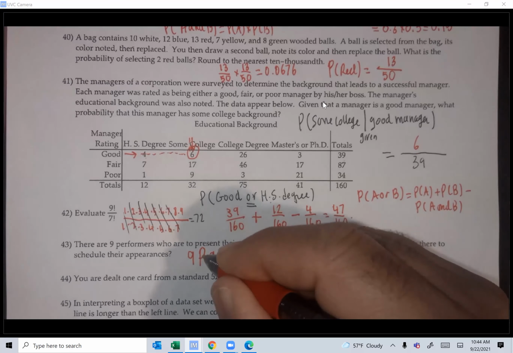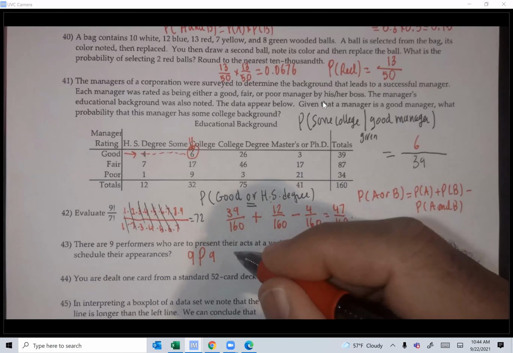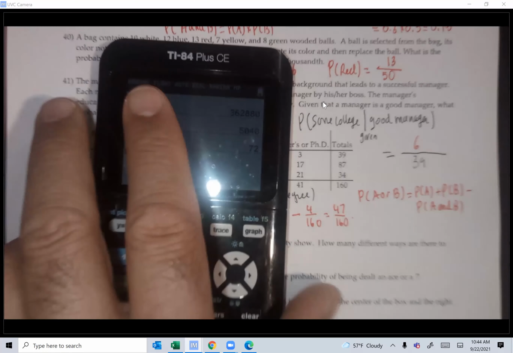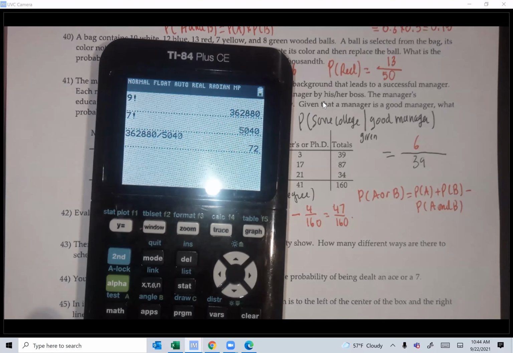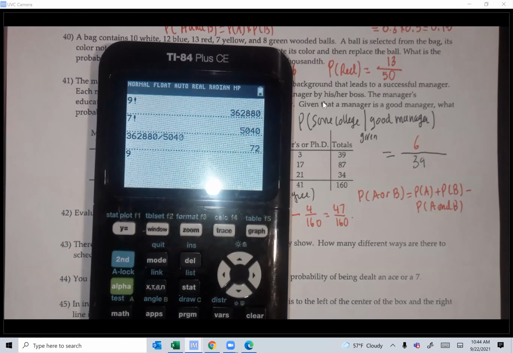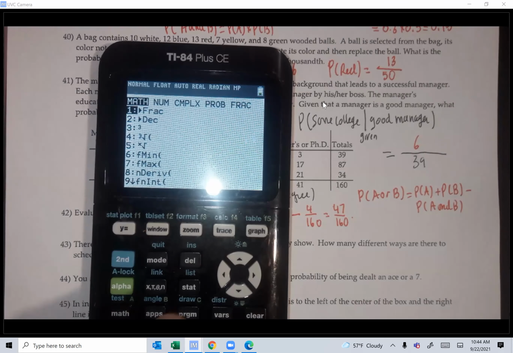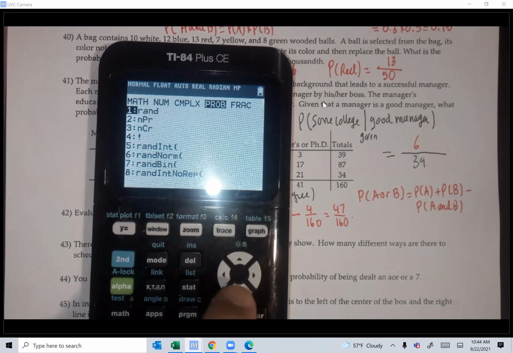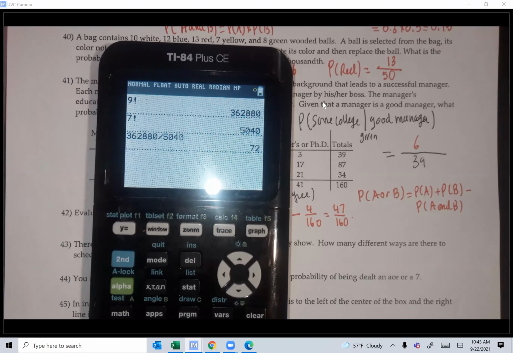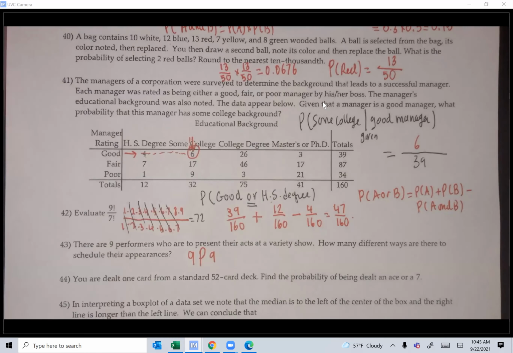P9. P is a permutation, and if you go to your calculator and you want to do this, that's how you do it. You just put 9 on the home screen, and then you go to math, you go to prob, and it's nPr. P means how many ways you can arrange some numbers where the order is important, and C, where the order is not important, is number 3. Which is 362,880.